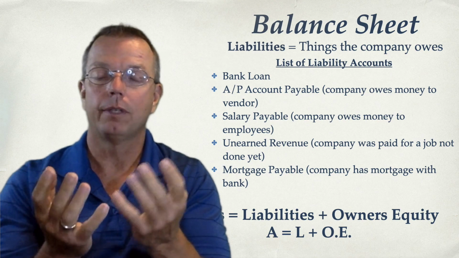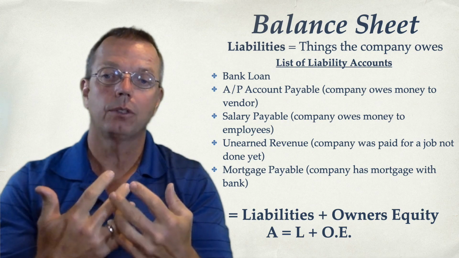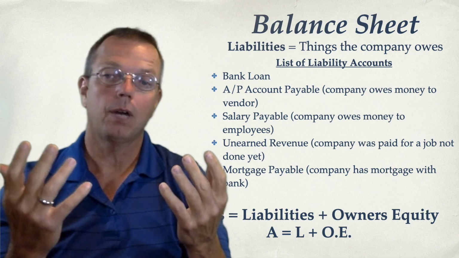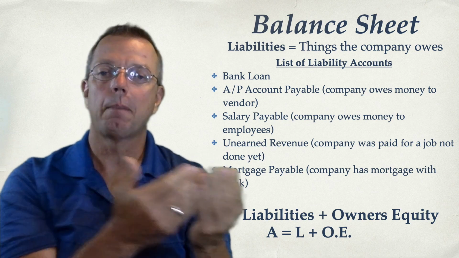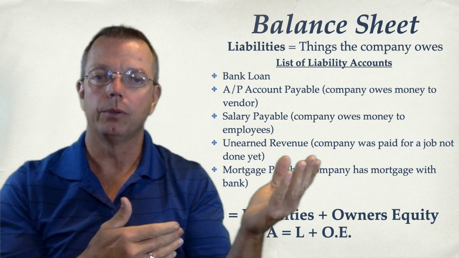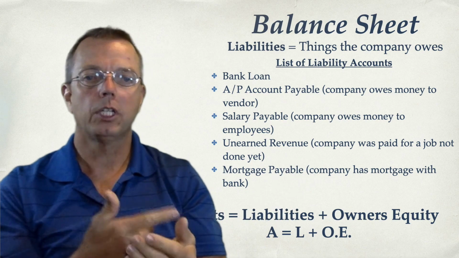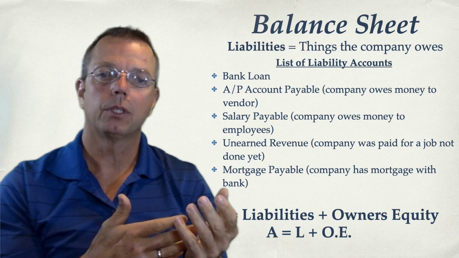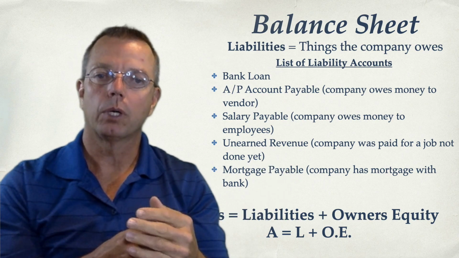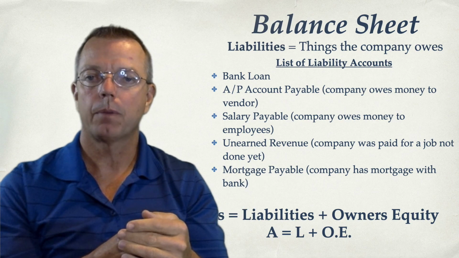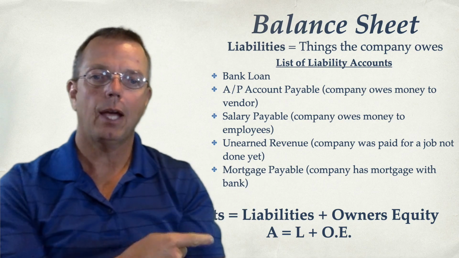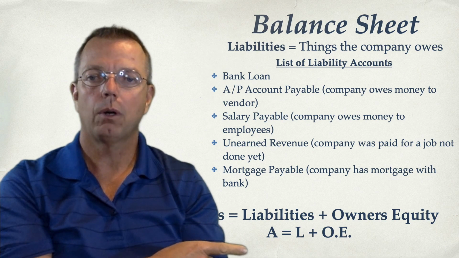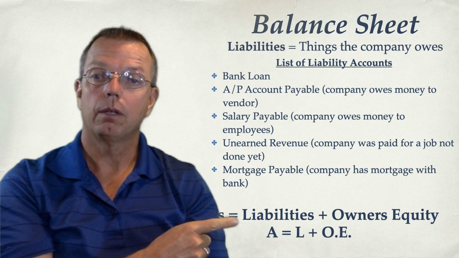If they ever took us to court, we took $30,000 to do a basement renovation, and we decided just to bugger off and not do it. We're going to have to owe that money back. So, right? So it's unearned revenue. All right. Mortgage payable, right? So if we owe a mortgage to the bank, that would be something as well. So we owe money for the mortgage. That would be another account that comes up occasionally. So again, assets equals liabilities plus owner's equity. And where do we get owner's equity? From the statement of owner's equity financial statement.